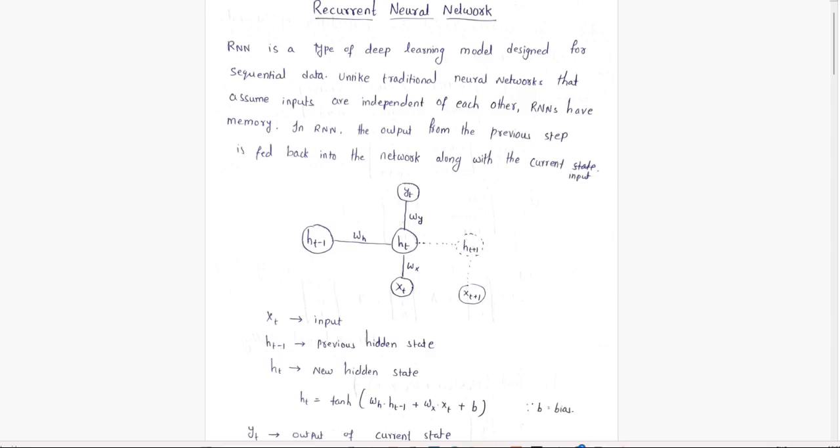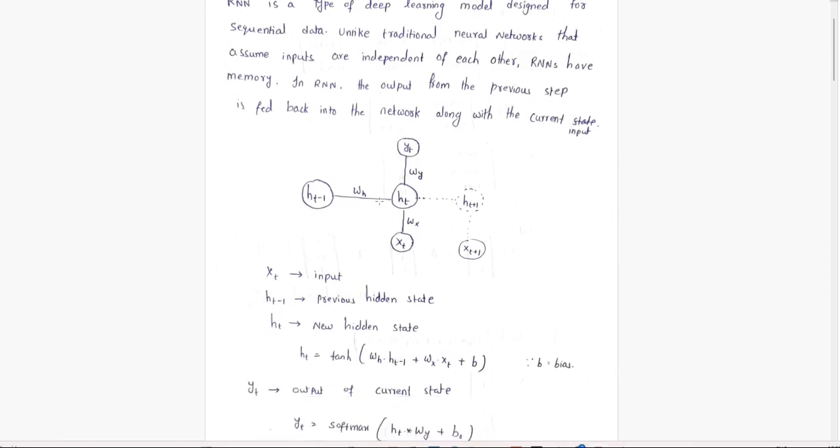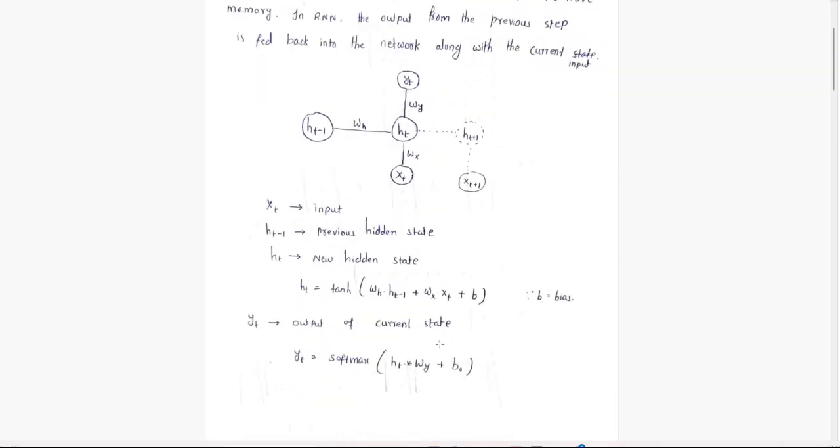There are two applications of the RNN: one is natural language processing, and the other is time series prediction, where it can predict future values. Here Xt is the input, Ht minus 1 is the previous hidden state, and Ht is the new hidden state. The activation function we use is tanh, applied to a combination of the previous state, the current input and a bias. And Yt is Ht multiplied by Wy plus another bias term. This is the architecture of the recurrent neural network.